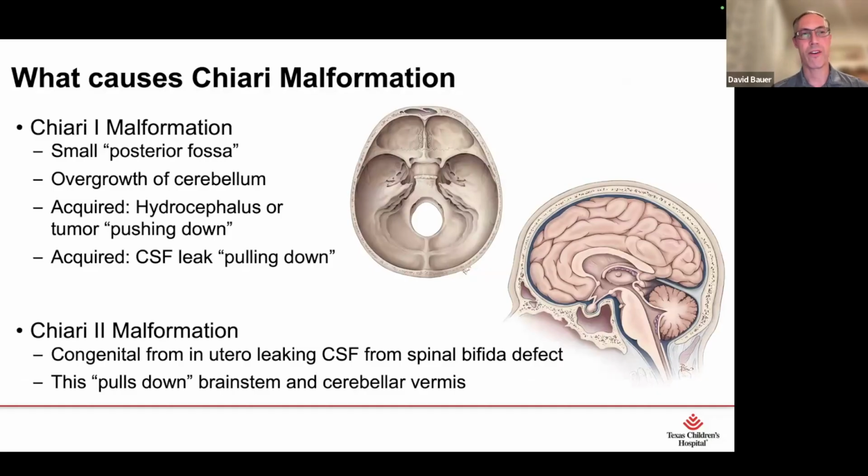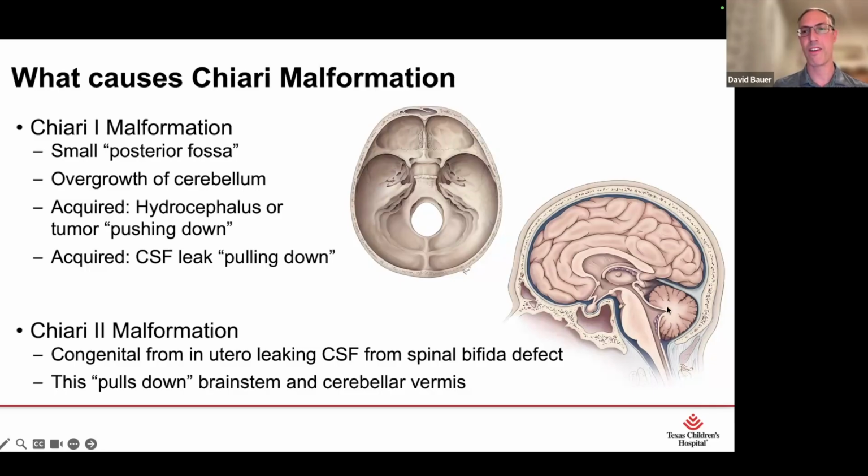So there are different thoughts, and I'd like you to think that maybe there may be multiple variants of Chiari 1 malformation, and this is why it's a little bit difficult to interpret data in studies, because maybe all of the variants might be better treated in different ways. So anyway, for Chiari 1 malformation, the thought is that you could have a small posterior fossa. So the posterior fossa is this back part of the brain.